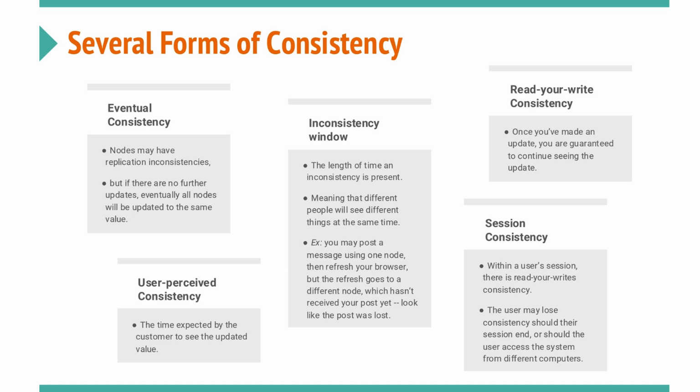The period of time during which this inconsistency exists is called the inconsistency window. During this window, different people might see different things. For example, you might post a message on a social media app. You then immediately refresh your feed, but your request goes to a different server that hasn't received your post yet. It might look like your post was lost, but it's just delayed by the inconsistency window.